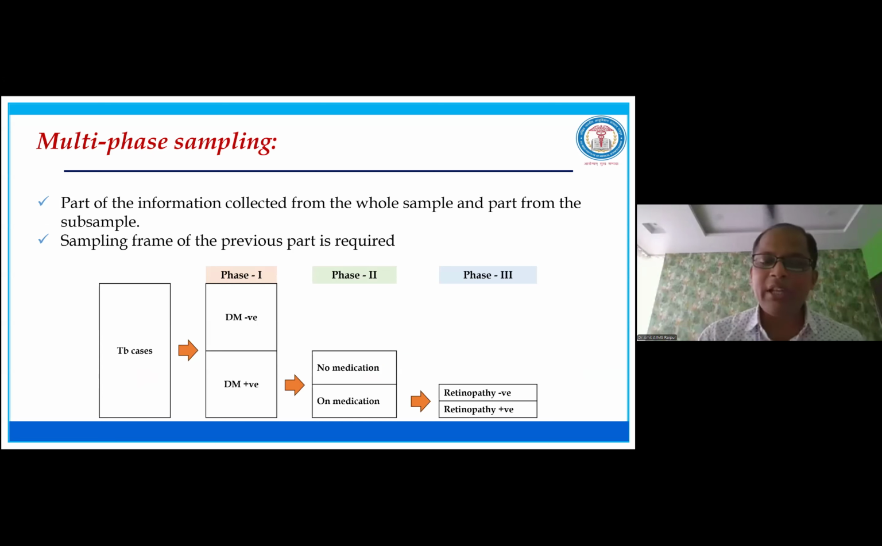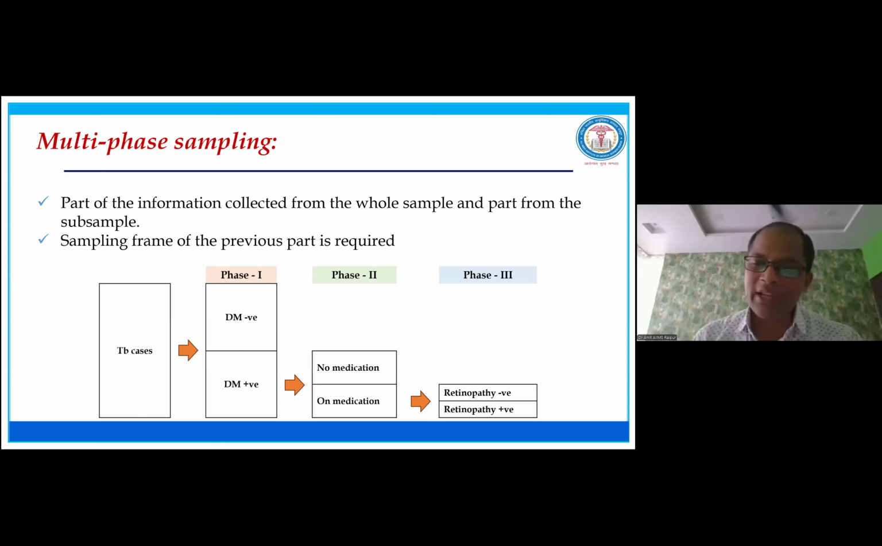For example, the TB cases. All the TB cases I have included in my study, they are the sample. Now, I have another objective where I am interested to include TB patients having diabetes who are on treatment and having retinopathy as a complication of diabetes. So for data collection, no need to include all the TB patients in a particular sample.